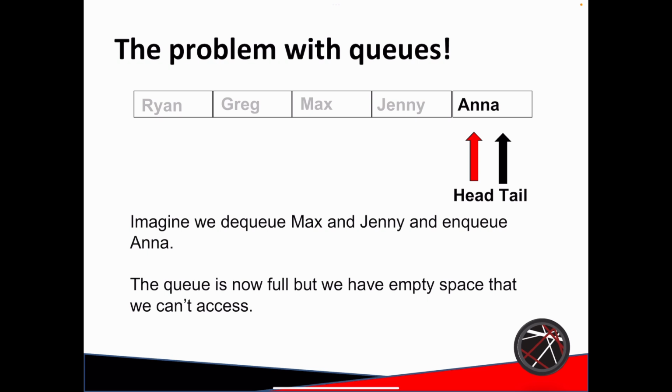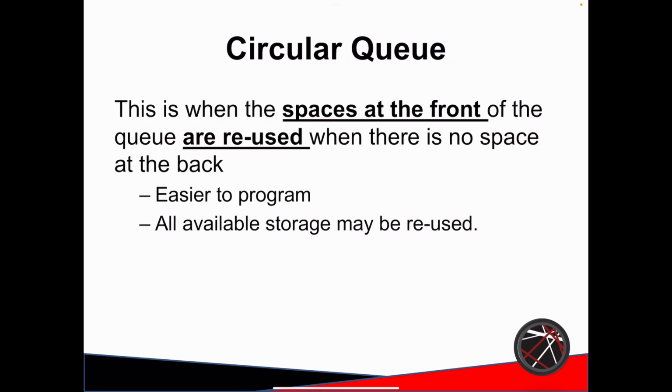We can't now add anything else to it, but we've got a frustrating situation where we've actually got 4 available spaces. Can you see that? It's a problem. It's wastage, isn't it? It's not very efficient. There is, of course, a solution to this. We can do what's called a circular queue. In other words, we start to use up the spaces at the front.